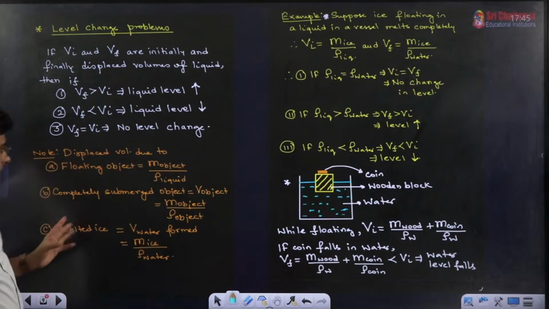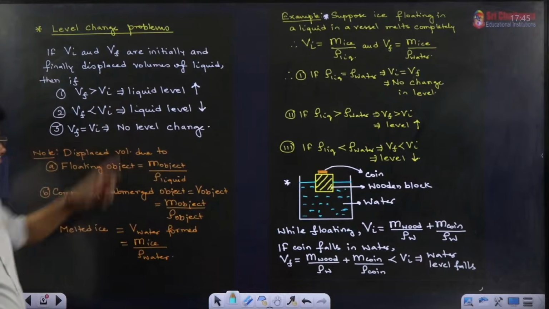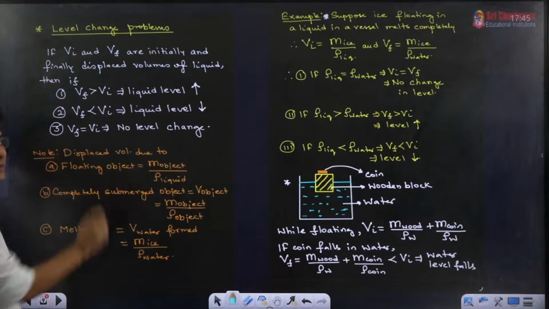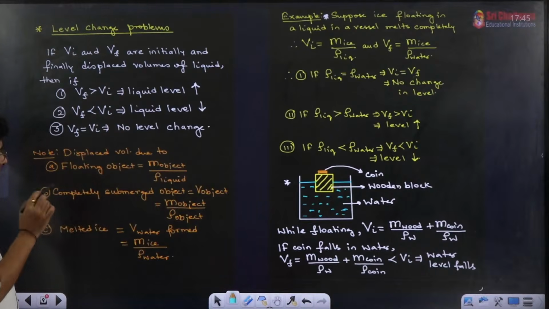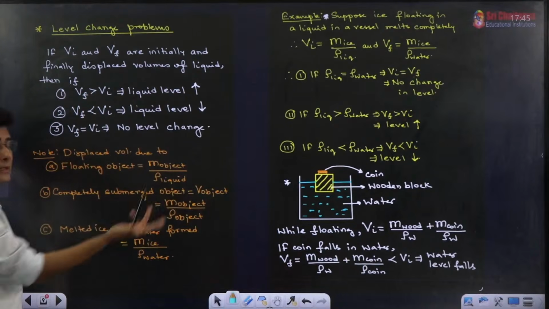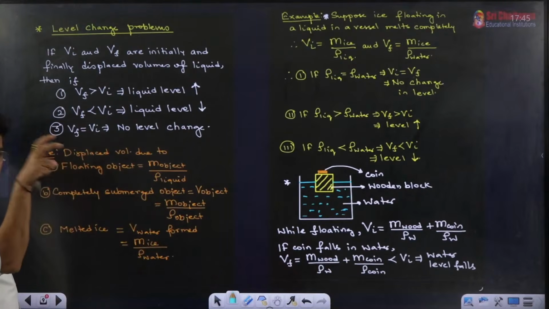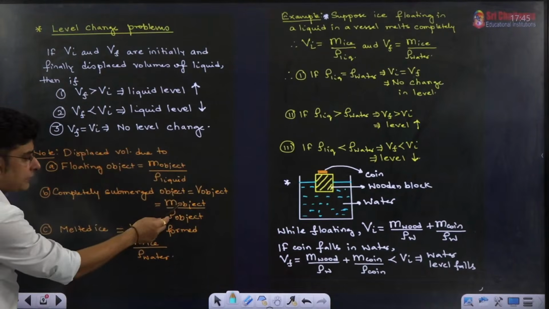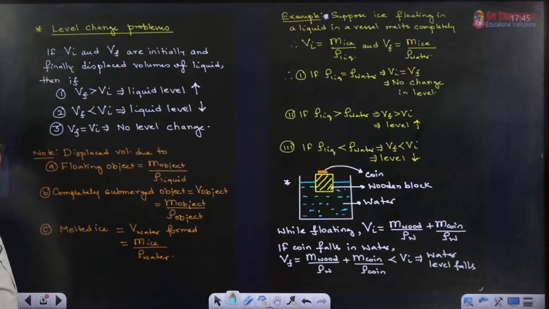Now there are three important cases where you can find Vi or Vf for displaced volume. First, for a floating object, as I told a few moments back, the volume displaced is the mass of the object by the density of the liquid in which it is floating. Second, completely submerged: if an object is completely submerged, its displaced volume is the same as that of the object, the entire volume is displacing the liquid. So displaced volume equals volume of the object, which can also be written as mass of object by density of object. And third case, when ice melts completely, how much volume will it displace? It will displace a volume equal to the volume of water formed, which can be written as mass of water formed by density of water.